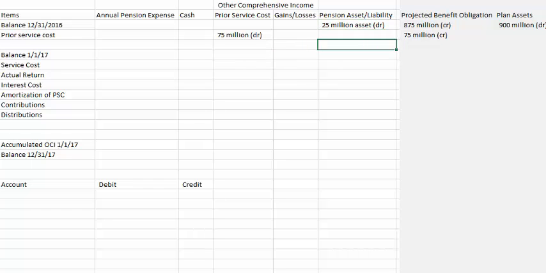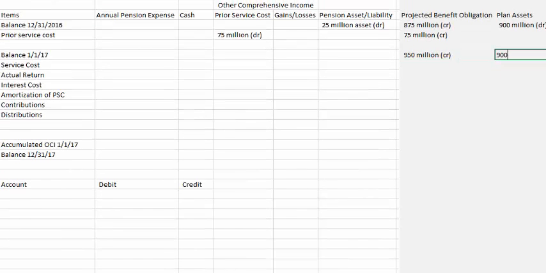It's important you put this in the right spot. Because this change in the plan is kind of retroactive, going back to prior years, my beginning PBO is actually not $875 million, it's more than that. So on the first of the year, and that's this row here that I have the cell highlighted in, we really have a $950 million credit balance in the PBO. My plan assets are still the $900 million, and that's a debit balance, and my prior service cost is $75 million.